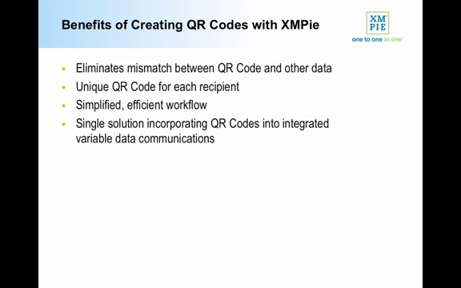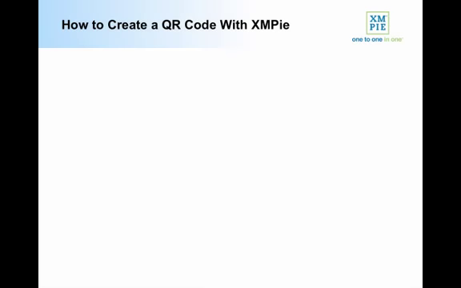Additionally, by being built into the core technology, the process of building campaigns to use QR codes is simple and efficient. And because it is a single solution, our software can track and analyze all variable elements in all touchpoints across all mediums. Creating a personalized QR code with XMPie can be accomplished in 5 easy steps.